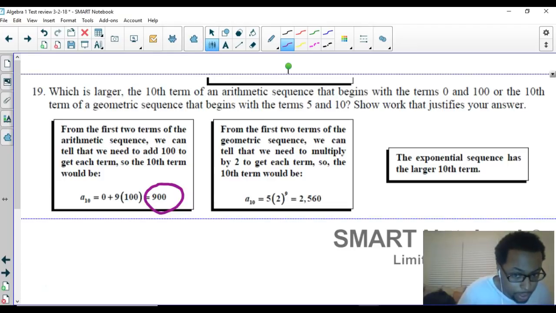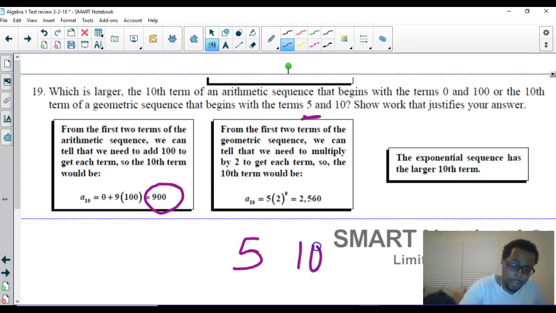For the geometric sequence, from the first 2 terms we can tell we need to multiply by 2 to get each term. So I begin with 5, and then I go to 10. So from 5 to 10, what operation did I do? I did times 2. Does that make sense? So I started with 5. I times it by 2.